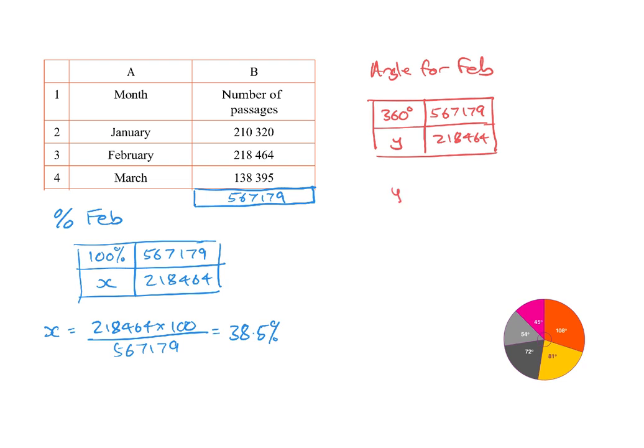So Y will be equal to 218,464 multiplied by, in this case, 360, divided by the total number of passages for the 3 months, so 567,179. And I'll work that out on a calculator, and I get 138.7 degrees. So that's the angle you would measure if you were drawing a pie chart. You won't be drawing a pie chart for the test, but you will be asked to calculate one of the angles for a piece of data.